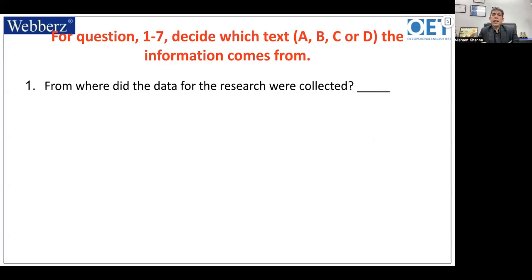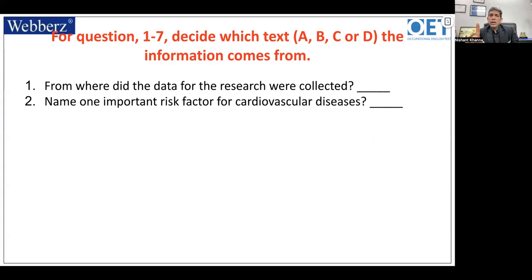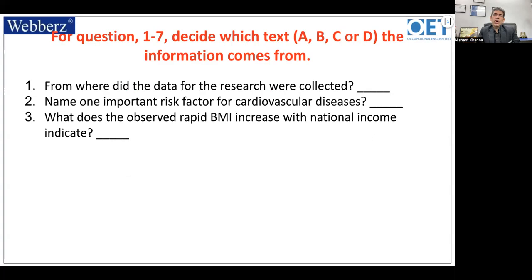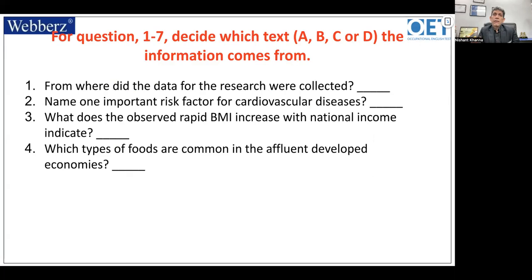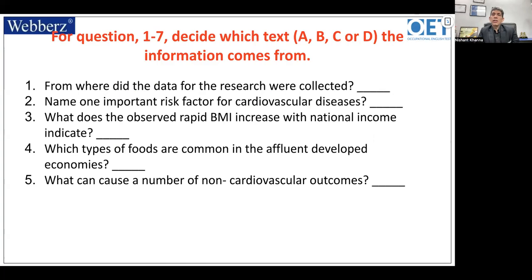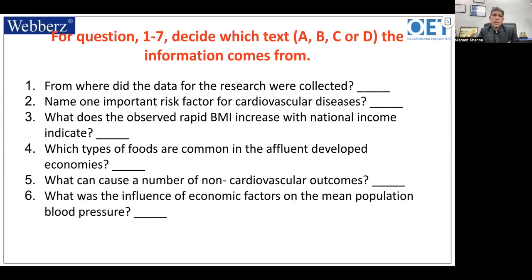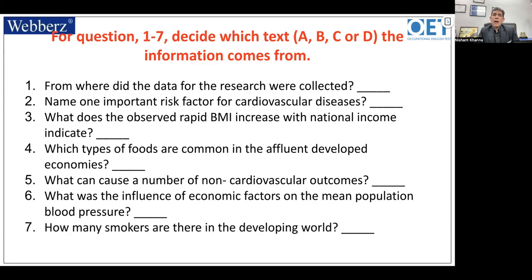From where was the data for the research collected? Research data collection point. One important risk factor for cardiovascular diseases. What does the observed rapid BMI increase with national income indicate? Which types of food are common in the affluent developed economies? What can cause a number of non-cardiovascular outcomes? What was the influence of economic factors on the mean population blood pressure? And how many smokers are there in the developing world?